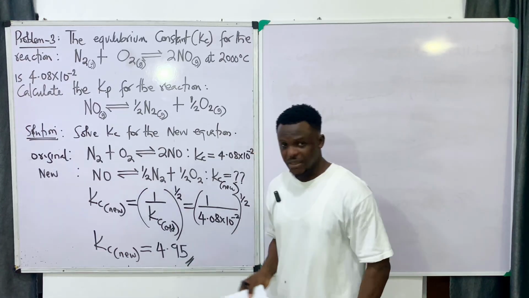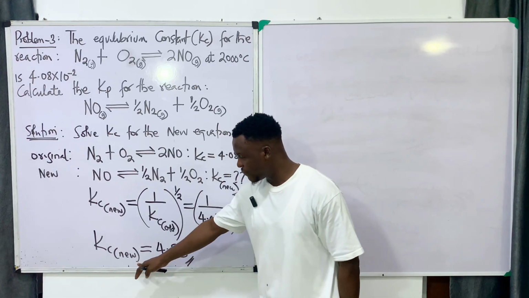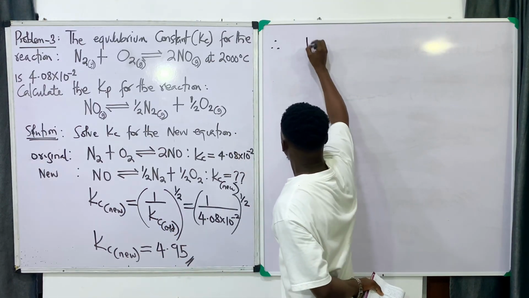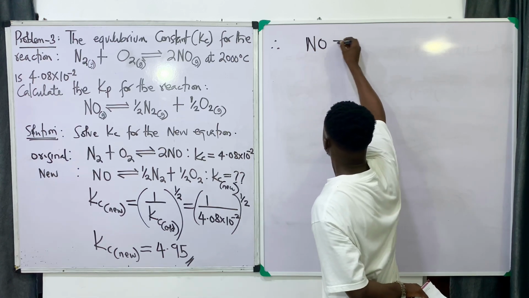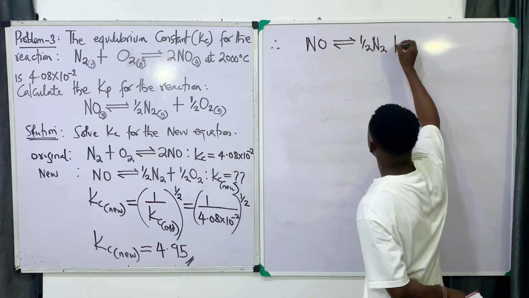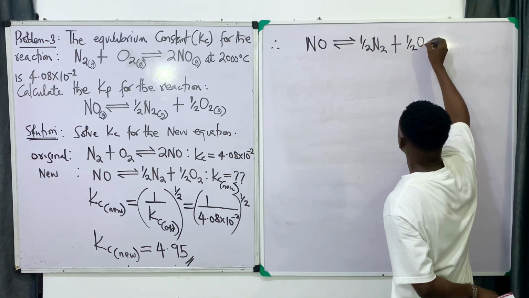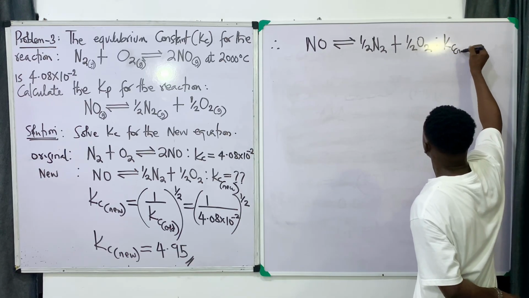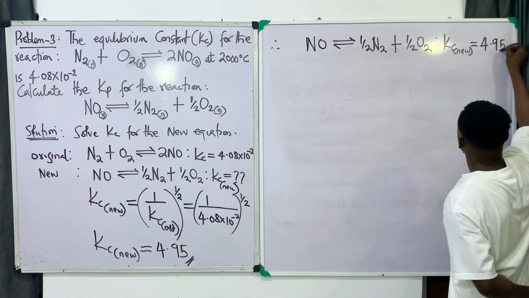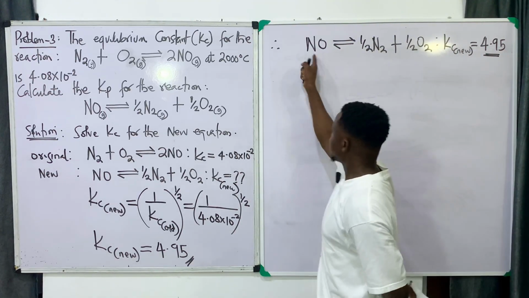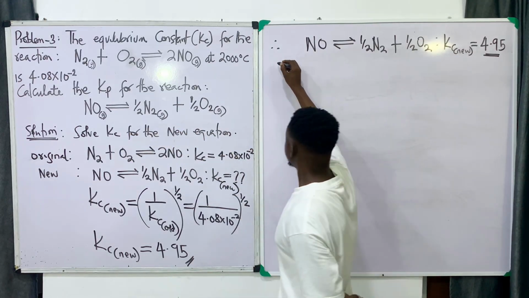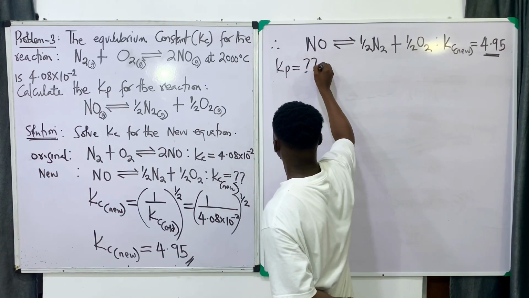All right, so coming back to this, we have succeeded in solving for the Kc of this new equation. All right, so now say NO gives 1 over 2 N2 plus 1 over 2 O2. The Kc of this guy is now equal to 4.95. Remember, this was the same equation we are asked to find the Kp of. So we have gotten the Kc now, so we can now say Kp of this guy, question mark.